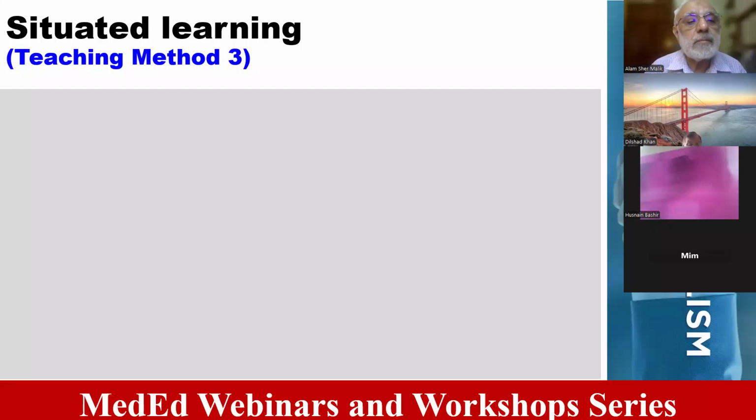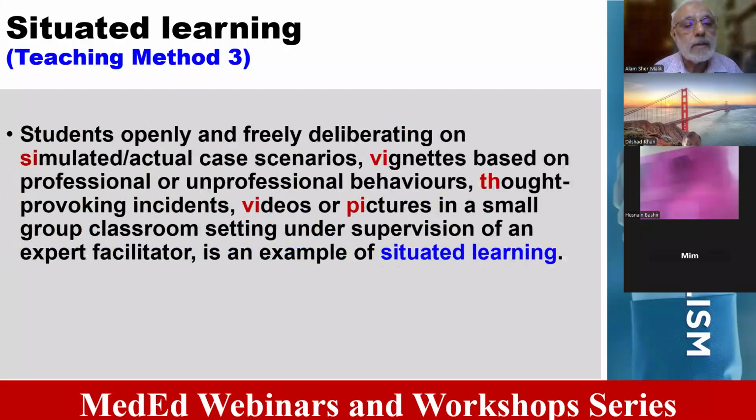The third teaching method of professionalism is situated learning. Students openly and freely deliberating on simulated or actual case scenarios. Vignettes based on professional or unprofessional behaviors. Thought-provoking incidents. Videos or pictures in a small group classroom setting under supervision of an expert facilitator is an example of situated learning. So here it is reflection on action.